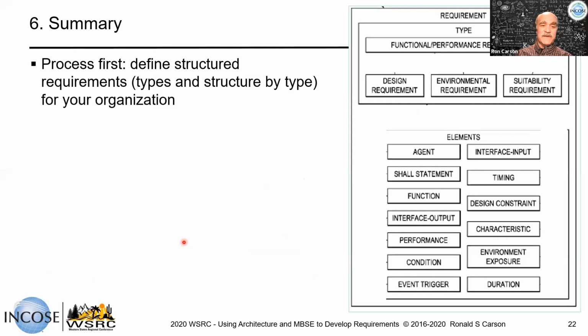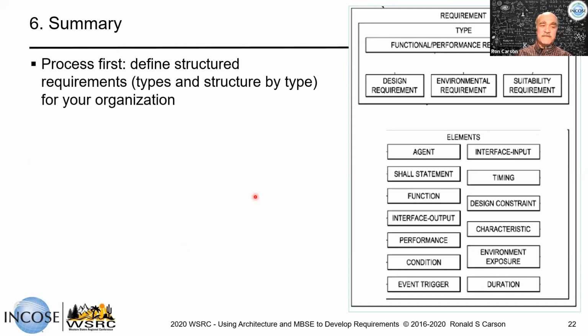In summary, then, let me emphasize again that this is process first. That is, if you don't have requirements templates, that is structured requirements of whatever types with defined elements for your organization, then you're going to need to decide which you're going to have, how many, what types, and what structure they are each going to have to be able to implement the basic structure of the who, shall, what, how well, under what conditions for the mandatory criteria.